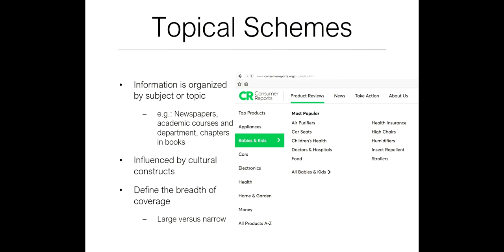And when you're an IA, you need to define the breadth of that coverage, large versus narrow. For Consumer Reports, we are seeing that really their main focus is here: appliances, babies and kids, cars, electronics, health, home and garden, and money services and products. That's because they know who their audience is and they know that they are interested in these types of categories. So in this case, this is a particular topical scheme.